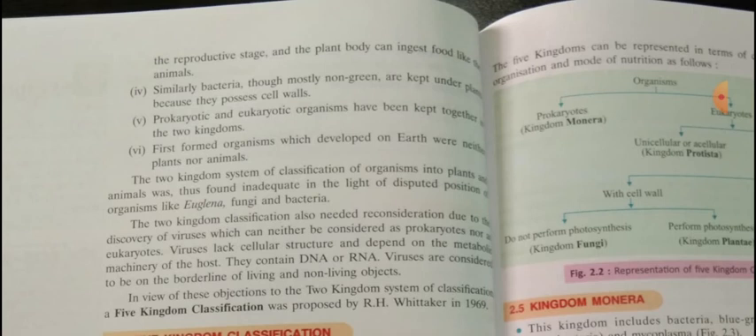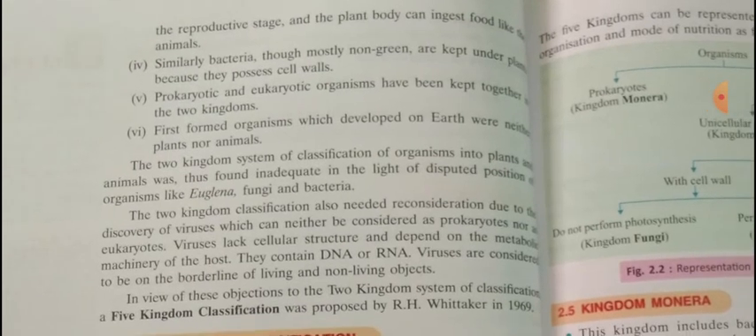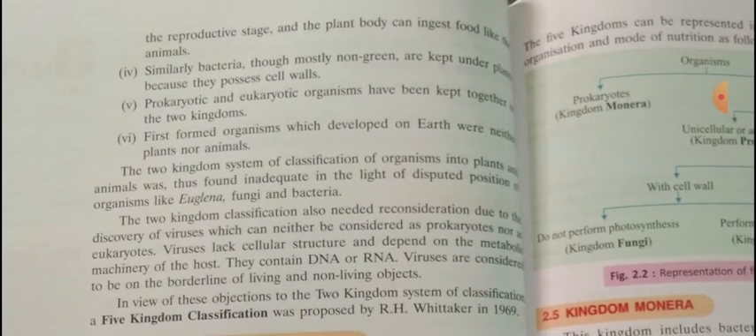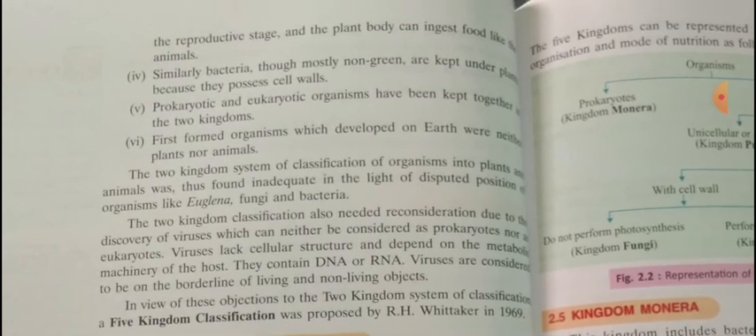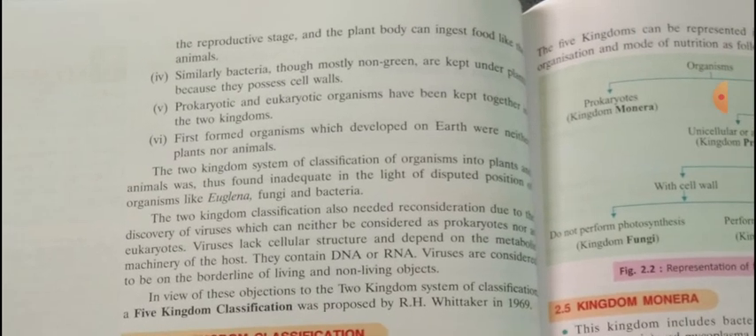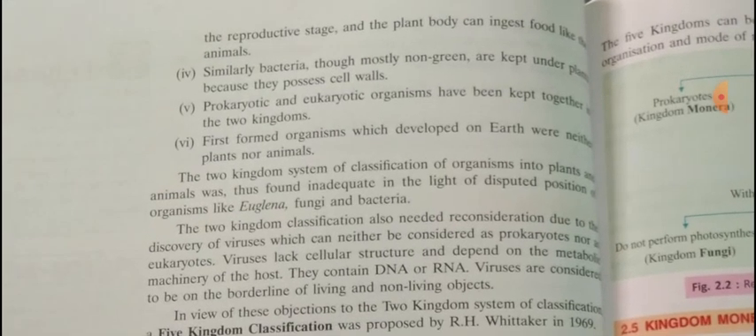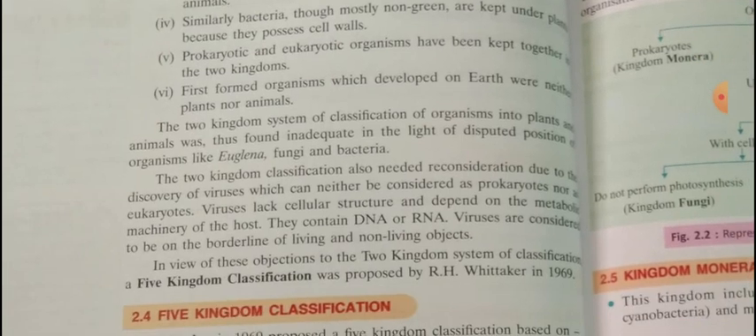First formed organisms which developed on earth were neither plants nor animals. The two kingdom system of classification of organisms into plants and animals was thus found inadequate in the light of disputed position of organisms like euglena, fungi, and bacteria. The two kingdom classification also needed reconsideration. Viruses lack cellular structure and depend on the metabolic machinery of the host. They contain DNA and RNA. Viruses are considered to be on the borderline of living and non living organisms.